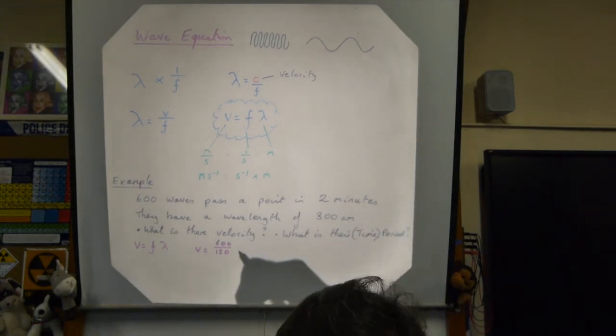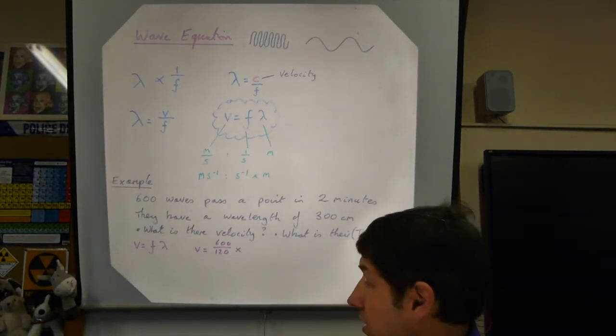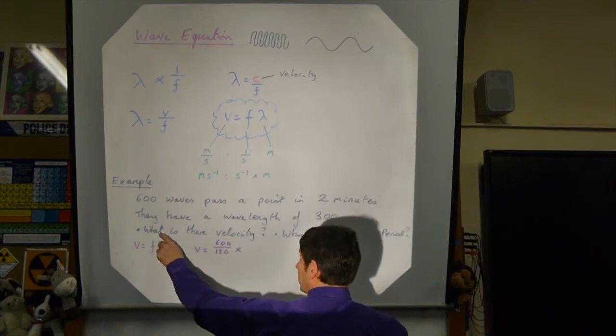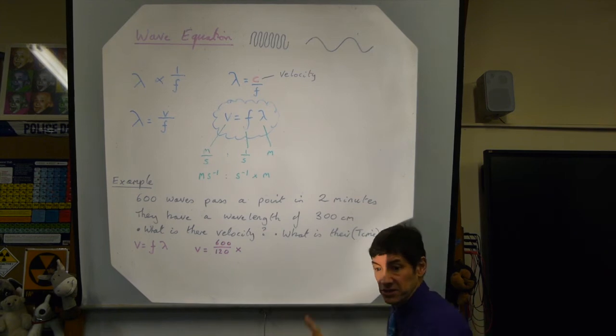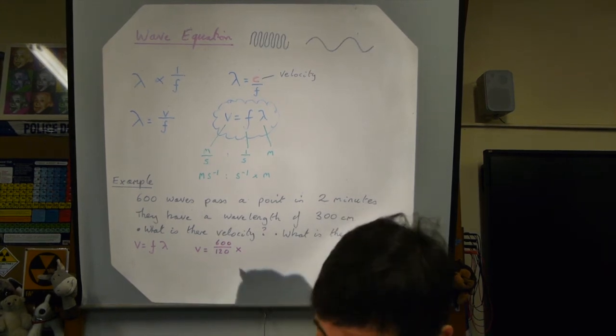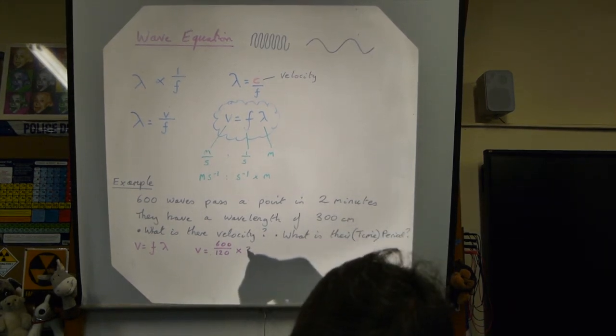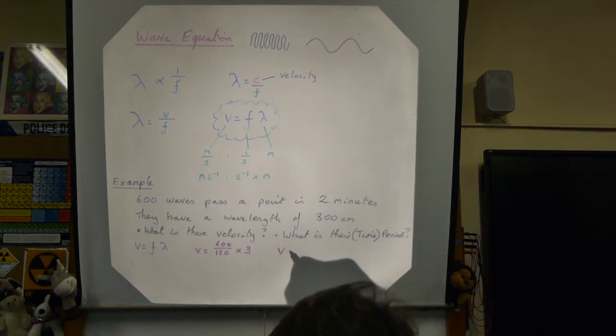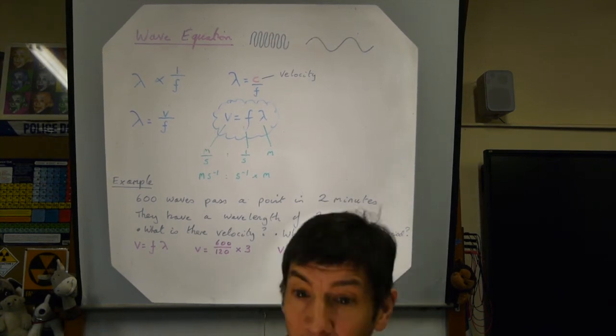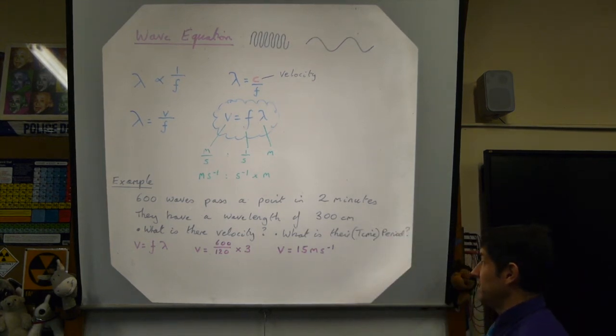Times by their wavelength. I hope you can see what's going on here. Their wavelength is here. It's centimetres, 3 meters. Yeah, you get kilometres a lot when you deal with radio waves, so you have to be a bit careful. Okay, so their velocity, V comes out at 15 meters per second. Okay, so I hope you found that easy enough.